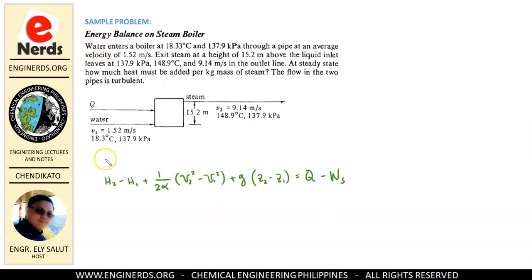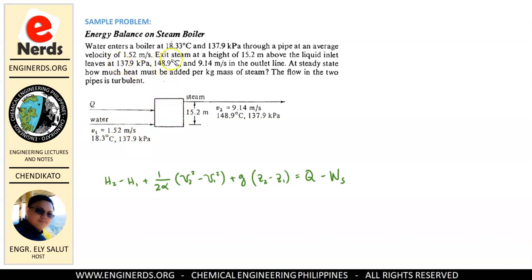Now, let me read the problem para maintindihan natin siya, no? Water enters a boiler at 18.33 degrees Celsius and 139 kilopascal. So, ito yon. Our temperature is 18.3 degrees Celsius and 137.9 kilopascal ang ating pressure, no? At an average velocity of 1.52 meters per second. So, ito yung ating velocity 1, which is 1.52 meters per second, no? So, pumapasok yung ating water dito sa ating system.